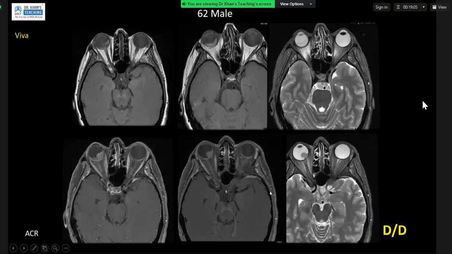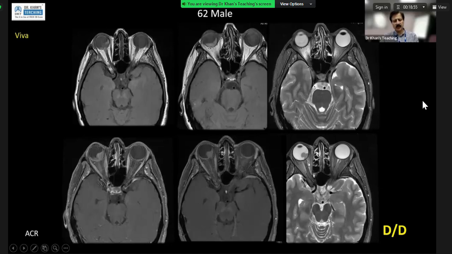This could be a choroidal neoplasm. Since it's T1 bright, it could be a melanoma. Excellent. So if you see here, there is a lesion here with a classical, what we call collar button appearance.